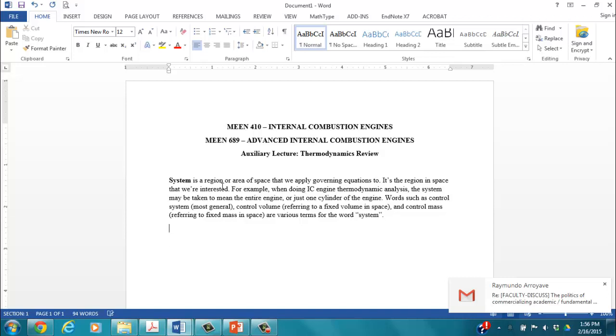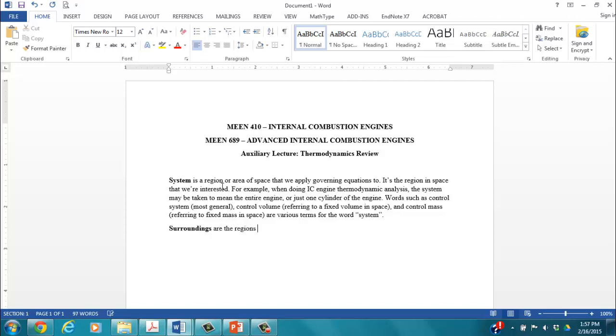Okay, now every thermodynamic system, unless it's isolated, and we don't need to get into these real nuanced details, but every thermodynamic system is likely going to be interacting with what we call the surroundings. Okay, so the surroundings are the regions of space outside of, but typically interacting with, the system. Okay, so for example, systems will often exchange mass, energy, and entropy with the surroundings. Okay.